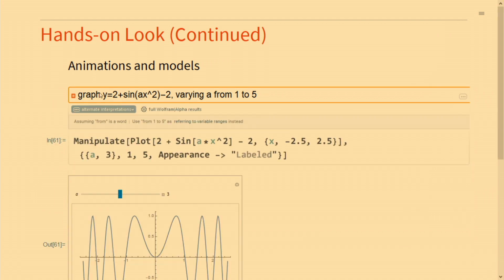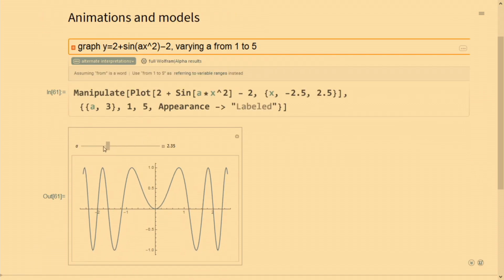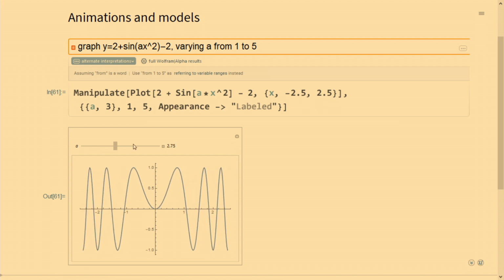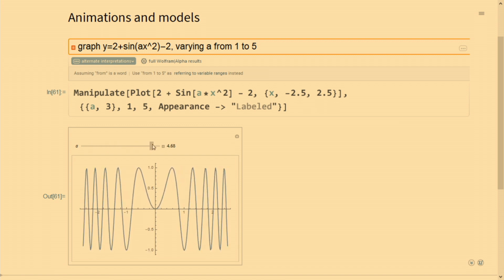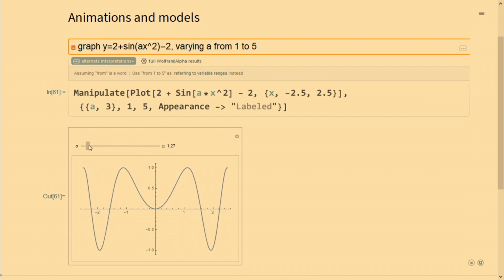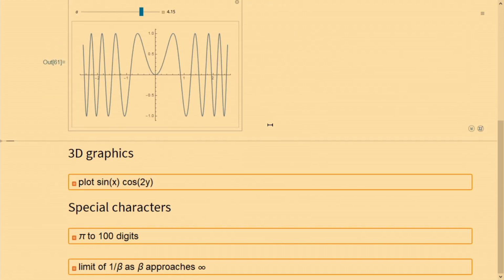You can also graph something where you say, graph a certain equation, varying a from 1 to 5. And then what that does is it creates a manipulate. So when you say vary a from 1 to 5, really what you're looking for is varying an input and looking at a pattern. So you're building a model here where you explore some property of this equation or some property of something. And it's very nice that this sort of everyday English is understood as well.